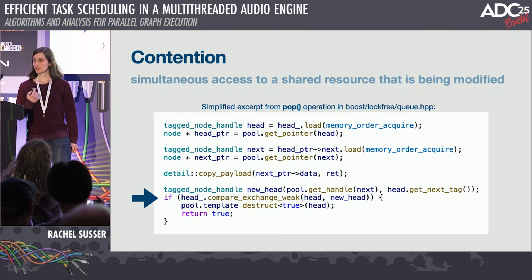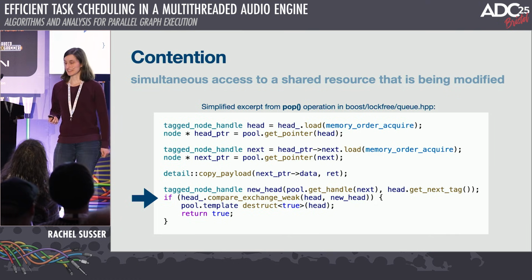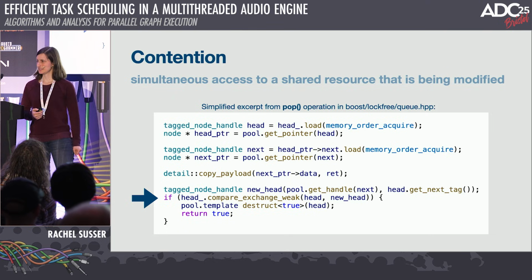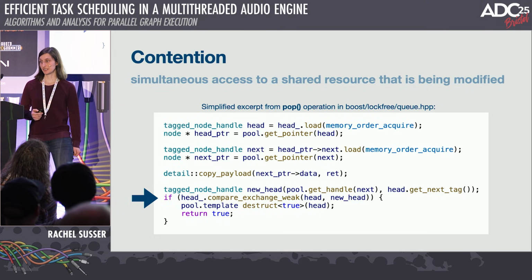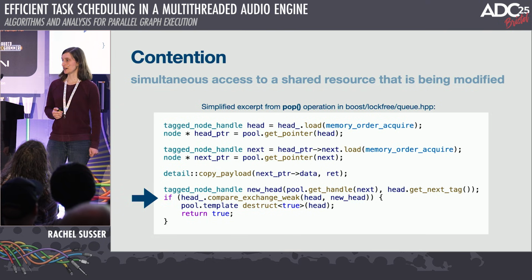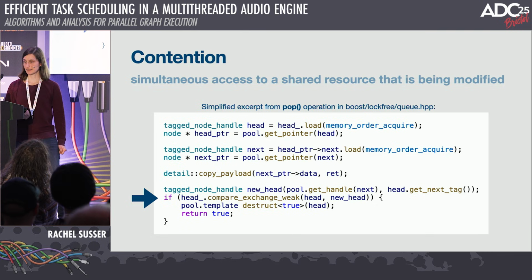I don't want to go too much into implementation details, since that would be a whole talk of its own. And if you are interested in these sorts of things, lock-free programming, memory ordering, etc., you should check out Timur's talk, which I think is later today. But I've included a simplified excerpt from the boost library implementation of the pop function that might look familiar to any of you who have dealt with lock-free algorithms.